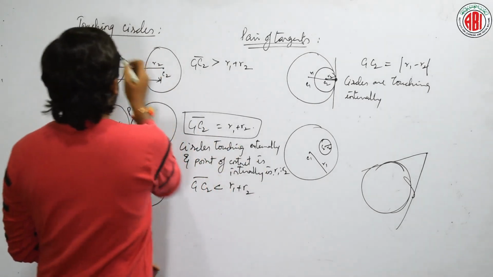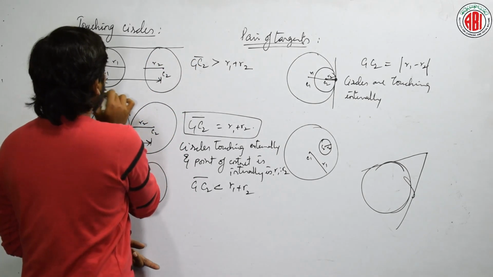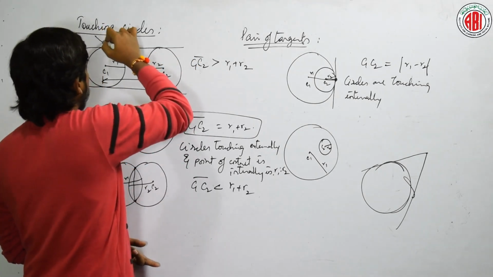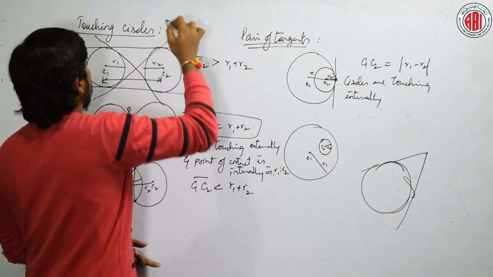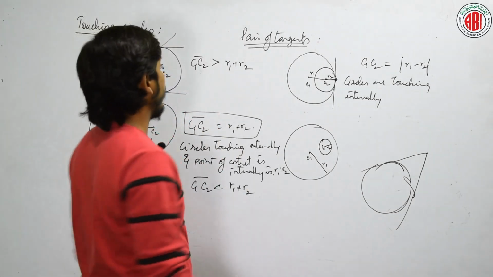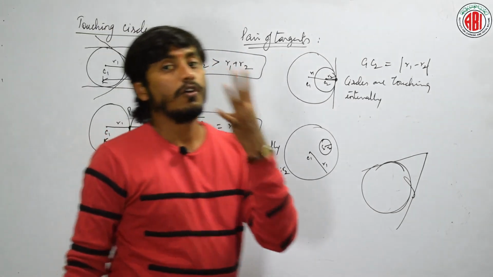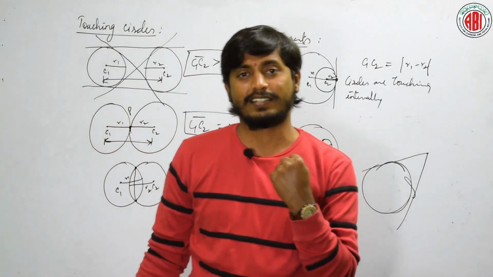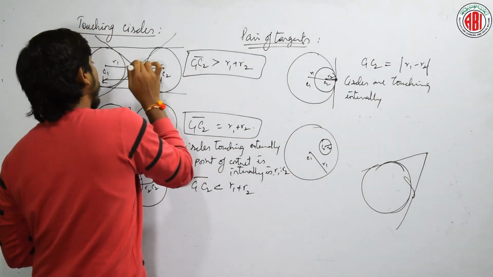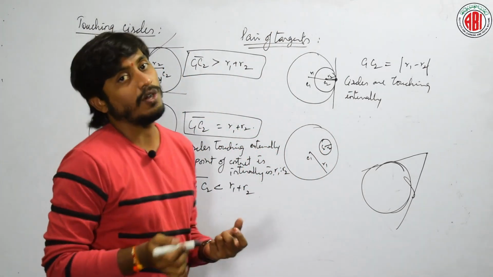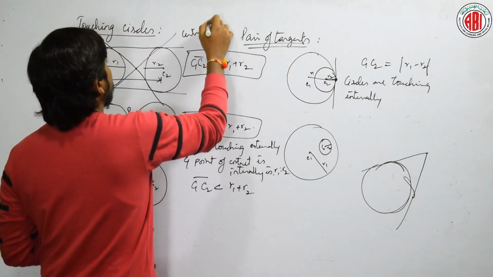As we discussed in our last class, we can draw 4 common tangents for this kind of circles. If you observe, if two circles are not at all touching each other, we can draw 4 common tangents. And the point of intersection of these common tangents is called the center of similitude.